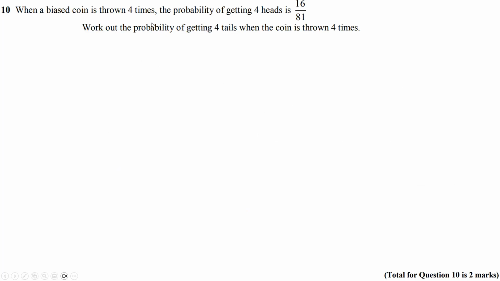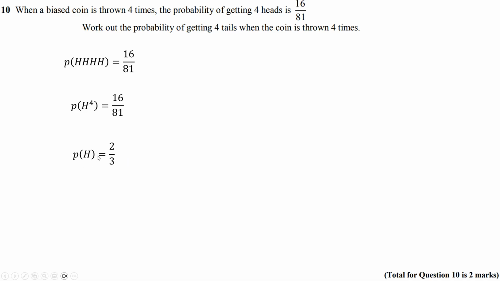When a biased coin is thrown 4 times, the probability of getting 4 heads is 16 over 81. Work out the probability of getting 4 tails when the coin is thrown 4 times. Well, we know that the probability of 4 heads in a row is 16 over 81, and this is just h to the power of 4. So if we take the fourth root of both sides, the fourth root of 16 is 2, the fourth root of 81 is 3. So the probability of 1 head is 2 over 3.